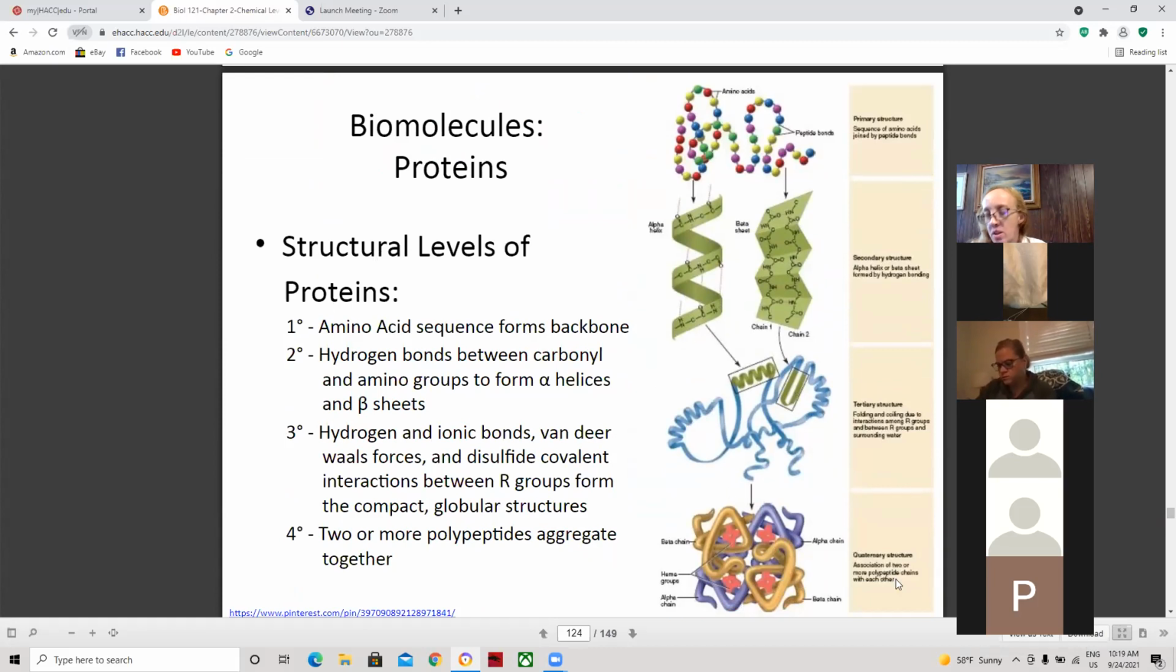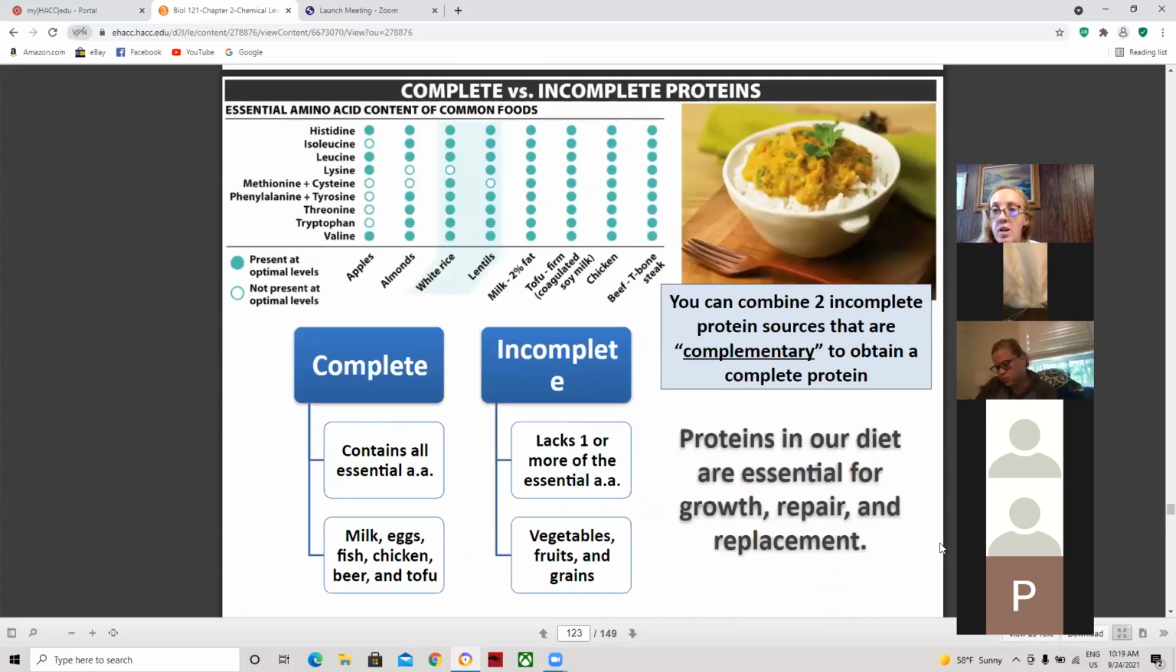Sorry, did you say that you could do two incomplete to make a complete? Yep. Because what one food product lacks in those essential amino acids, another one might have, but it may lack others. Does that make sense? Yes.